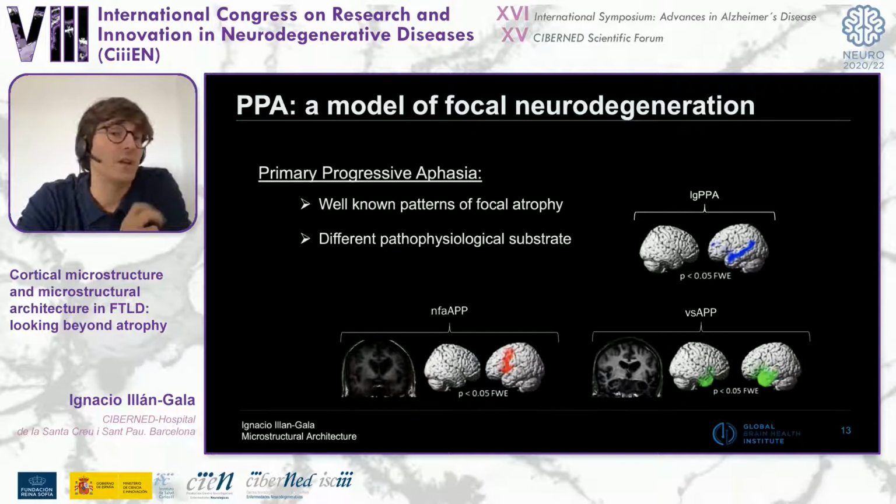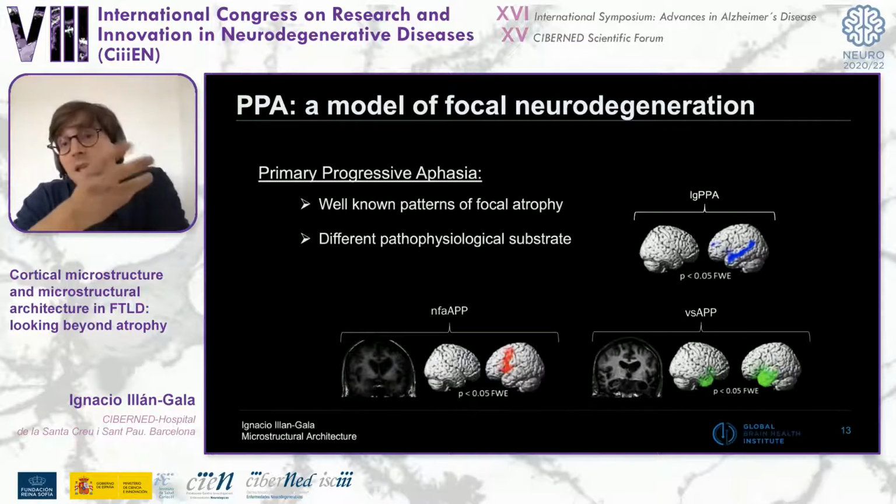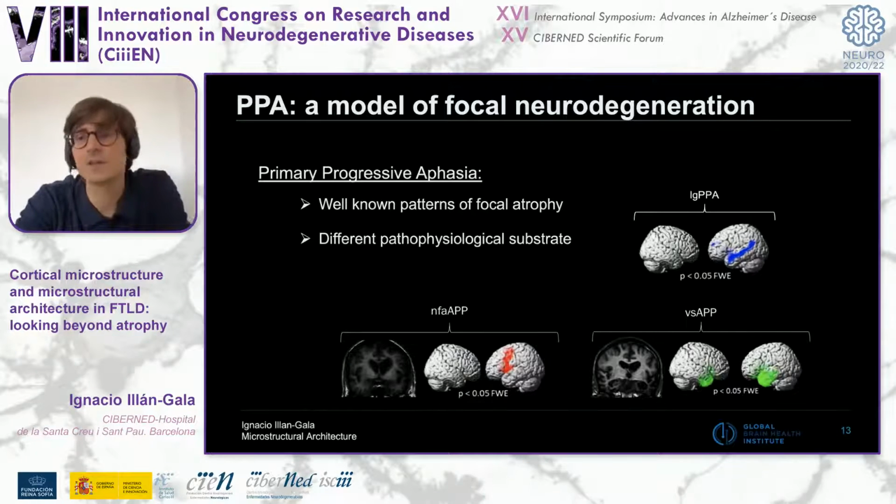Each of the three main PPA, or primary progressive aphasia, variants is characterized by the focal pattern of neurodegeneration that is represented in the slide. We have the logopenic variant, the semantic variant, and the non-fluent variant. And in color, you see the areas that are usually the focal areas that undergo neurodegeneration in these syndromes.